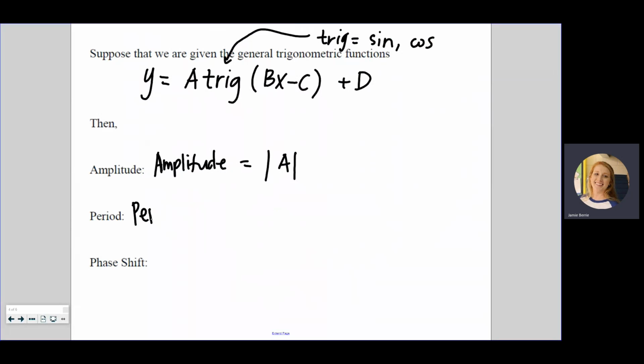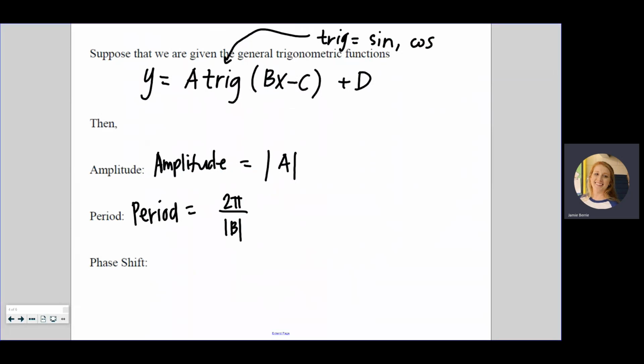So the formula for the period is 2 pi over the absolute value of b. Now your book is just going to say 2 pi over b, but really we should have absolute value of b in the denominator, because again this represents a distance. Distance should be positive. So it's 2 pi over the absolute value of b, where b comes from right here. It's this coefficient on x.